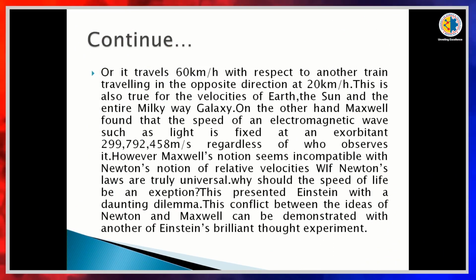On the other hand, Maxwell found that the speed of an electromagnetic wave such as light is fixed at an exorbitant 299,792,458 meters per second regardless of who observes it. However, Maxwell's notion seems incompatible with Newton's notion of relative velocity. Newton's laws are truly universal. Why should the speed of light be an exception? This presented Einstein with a daunting dilemma.